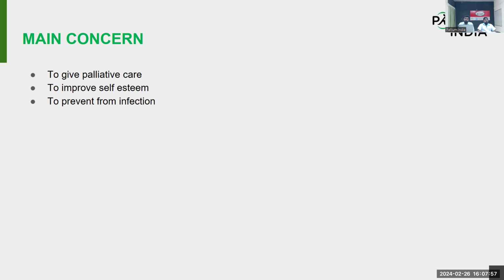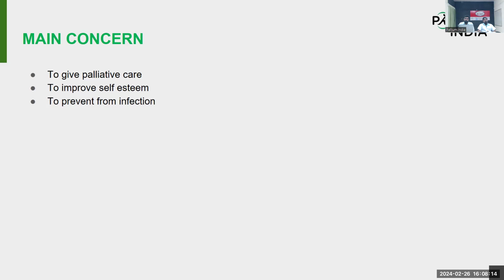Which antibiotic is going on? It's beneficial for controlling the infection, so they can continue according to the course basis. Then, to improve the self-esteem, one thing we need to keep in mind: with the colostomy, are we doing it on a temporary basis or a permanent basis?